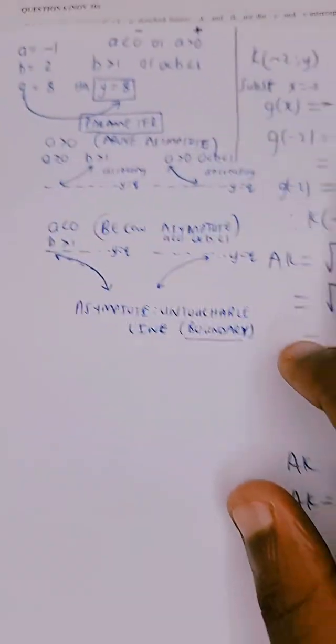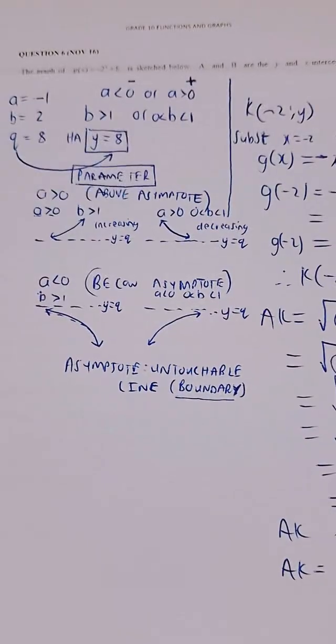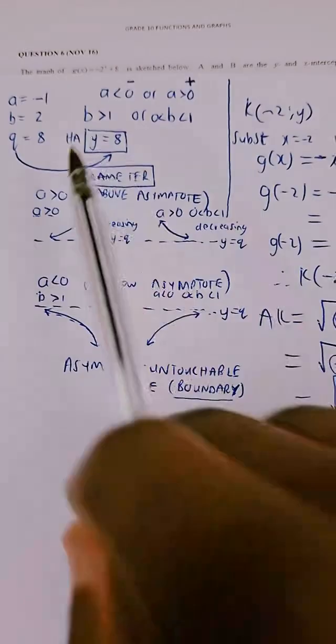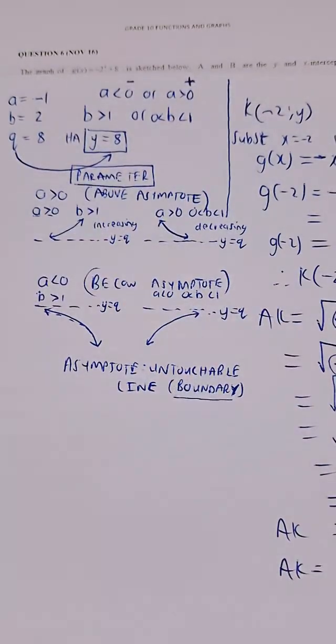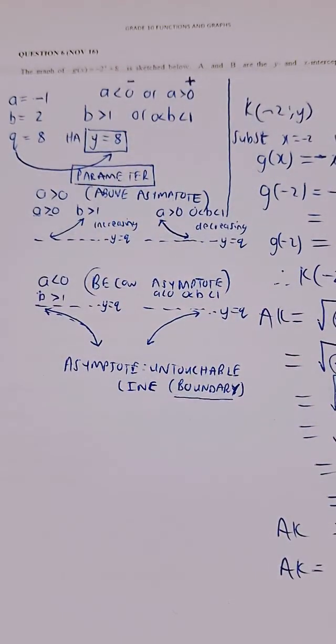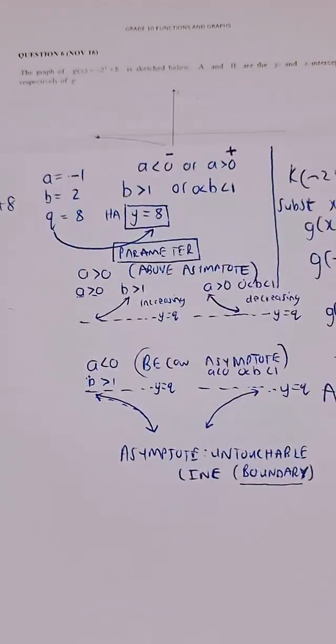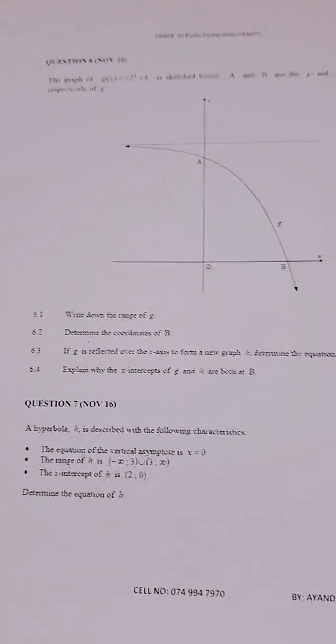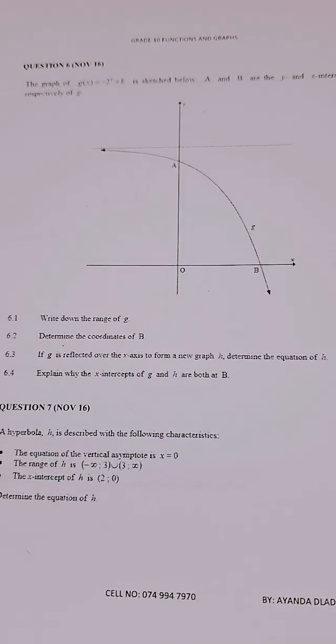Yeah, that's what's beautiful when you know this. If you know this, guys, functions become beautiful, because when you know the a, you know the b, you know what to expect, and you know the q, you know what to expect. It is so nice. Okay, let's come down here. 6.1. Let's answer this question.